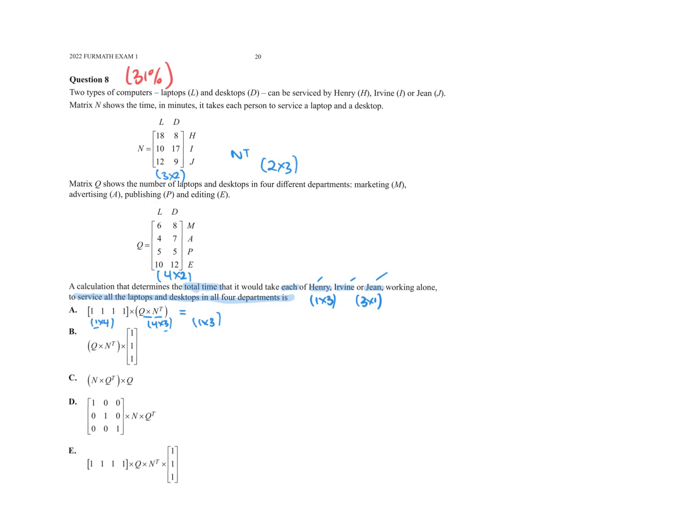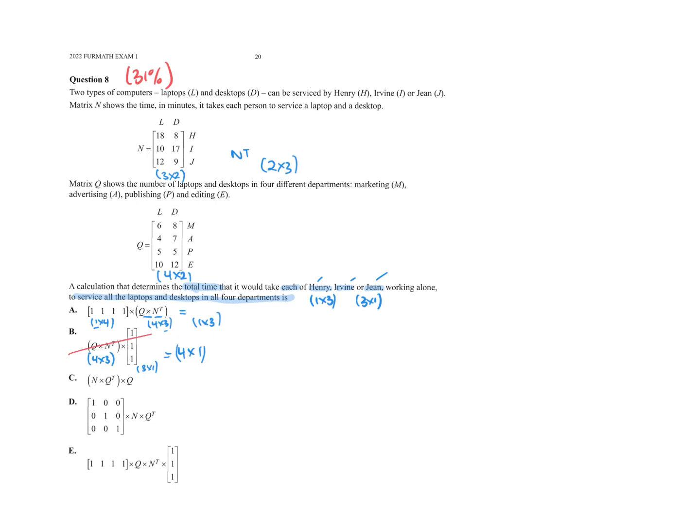If you look at this one here, we already know that Q by N transpose is going to be a 4x3. If I look at this as a 3x1, this is going to give me a 4x1 answer. So I don't want that. I'm going to get rid of that one. I don't want that one.